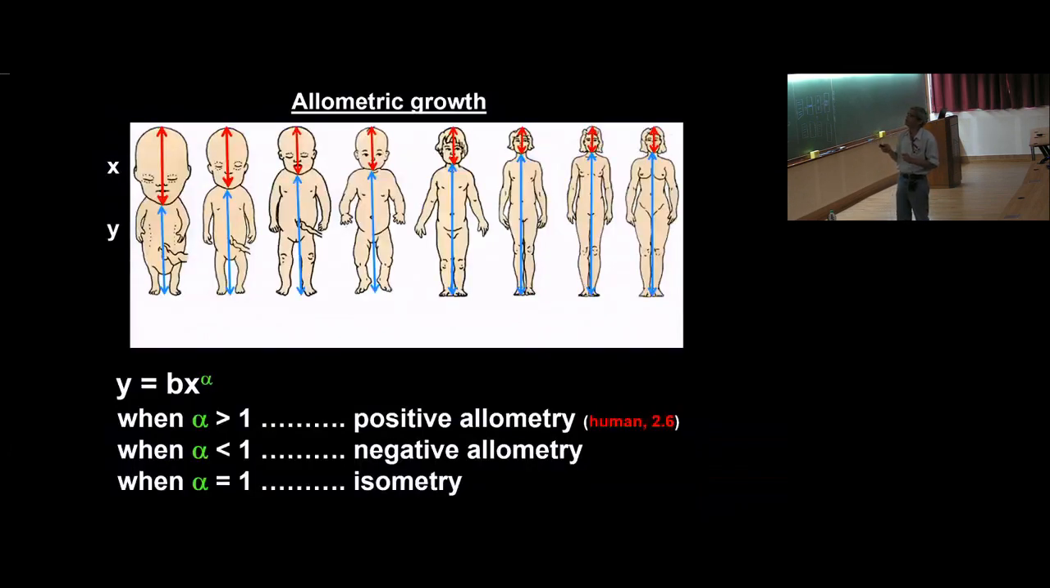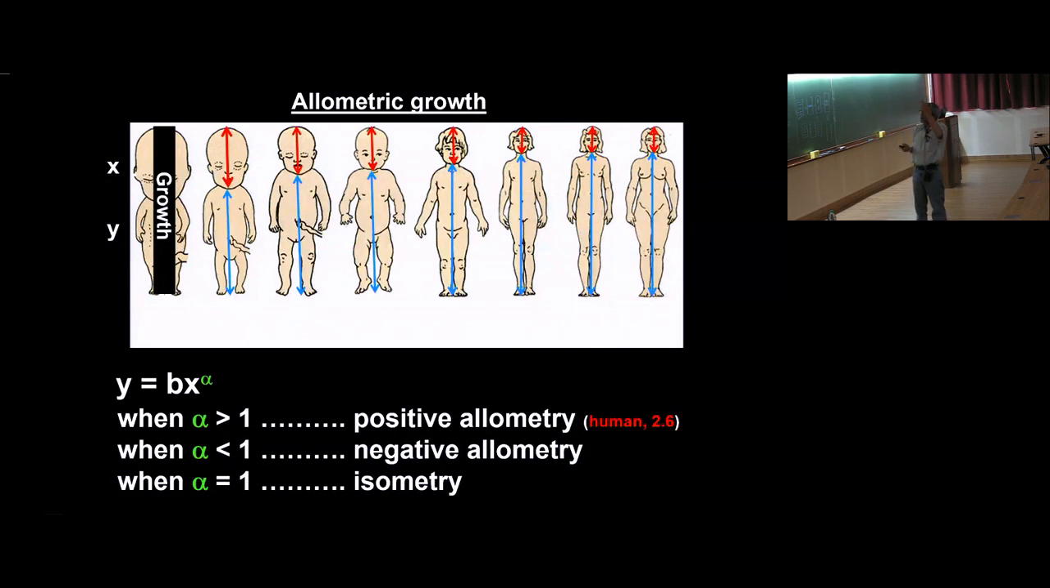And what is that? This is explained here. When alpha is greater than 1, it will be called positive allometry. For humans, it is 2.6. In other words, when our head grows twice, our body grows 2 to the power 2.6. Right? So alpha is 2.6. So positive allometry, when alpha is more than 1, is the polarity of the growth. When alpha is less than 1, it's called negative allometry, which means that the growth polarity is reversed. And when alpha is 1, it's a special case of allometry, which is isometry. There's no polarity at all. Okay? So it is growing synchronously. All the regions in this axis are growing synchronously.